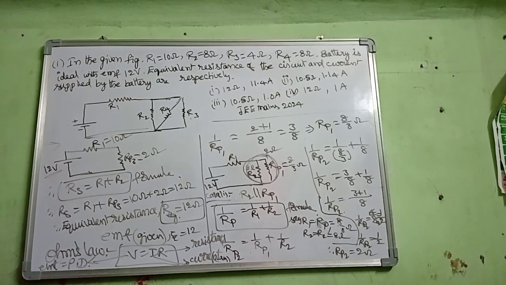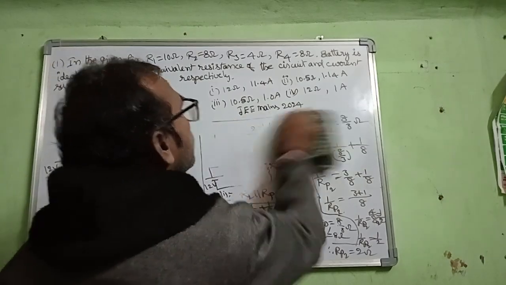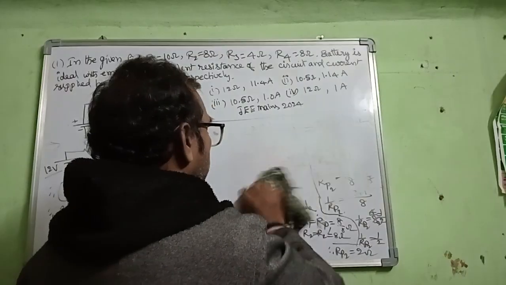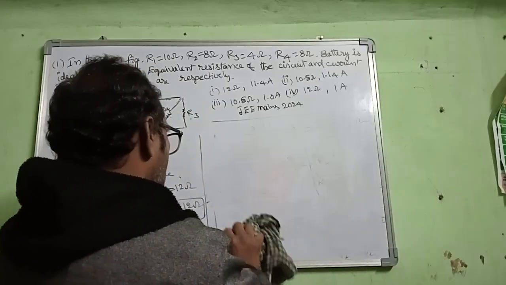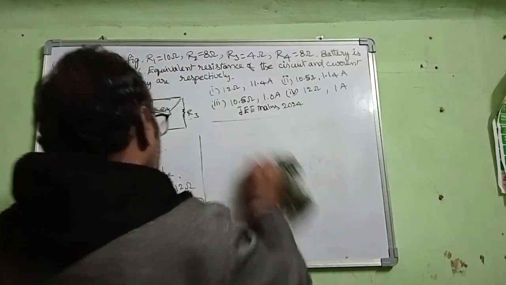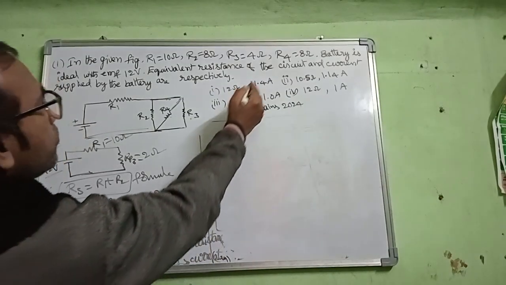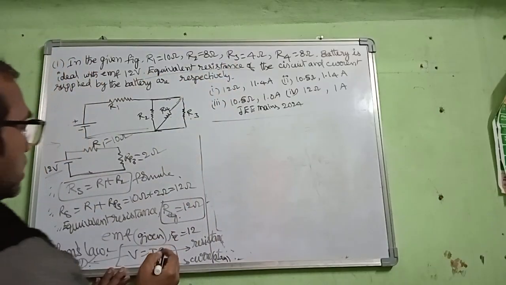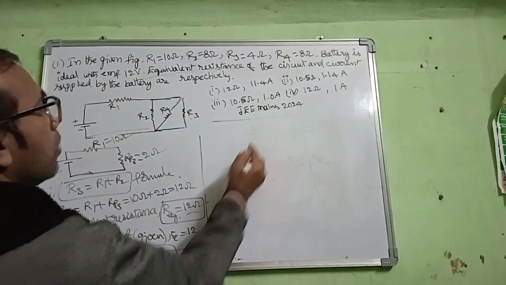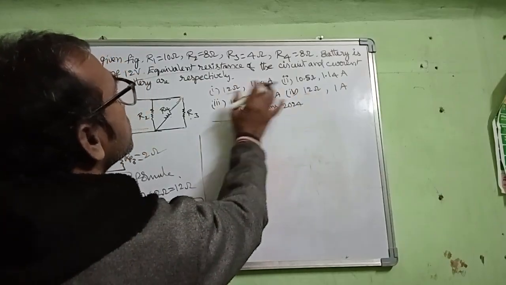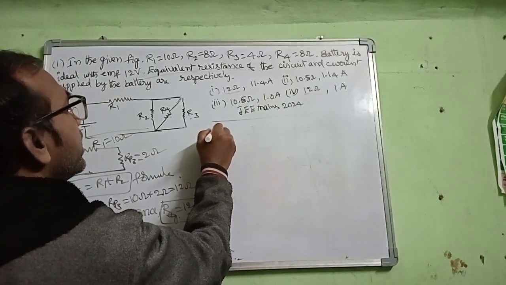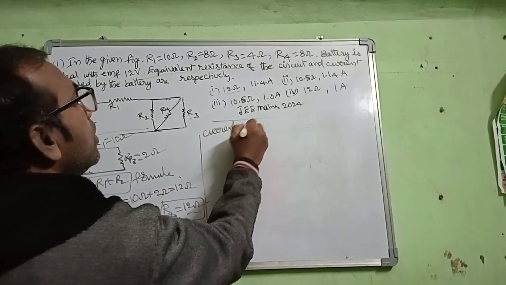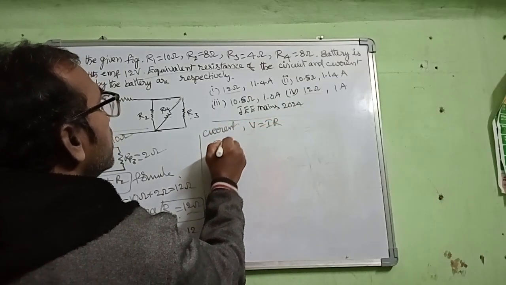According to Ohm's law, you can write V equal to IR. We got the equivalent resistance as 12 ohm, and the EMF is 12 volt. What do we have to find next? The current. So what is the formula for current from Ohm's law? V equal to IR, so I equal to V by R.